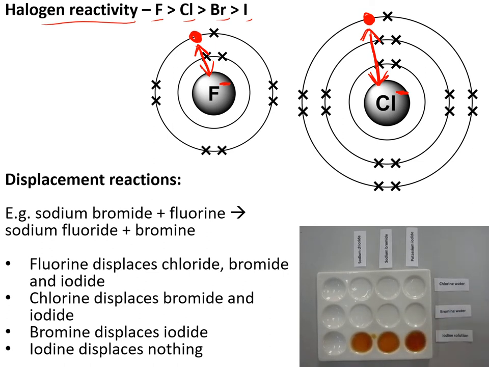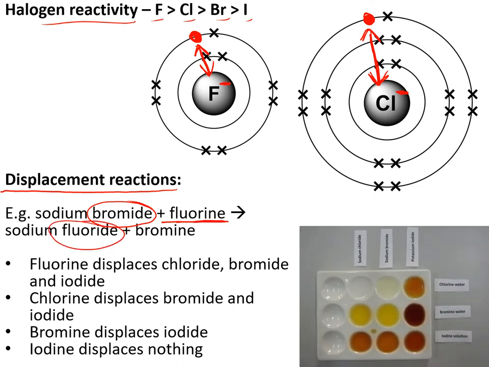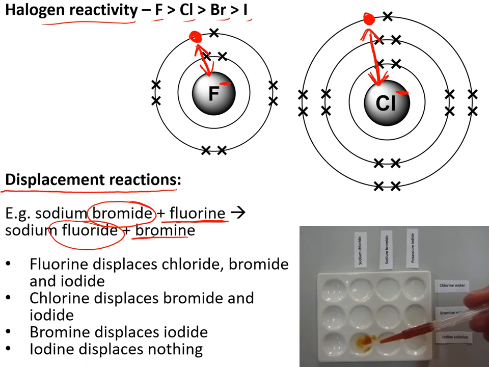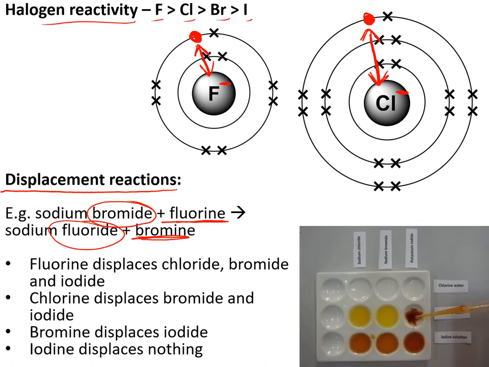Now, one class of reactions that the halogens do is called displacement reactions, and in these what we find is that a more reactive halogen can displace a less reactive halide to make a new halide like that and a new halogen like that. Okay, so fluorine in this case can displace bromine from sodium bromide because it's more reactive, and it will end up making sodium fluoride and bromine. The opposite reaction doesn't happen because bromine is less reactive than fluorine, so can't displace it.